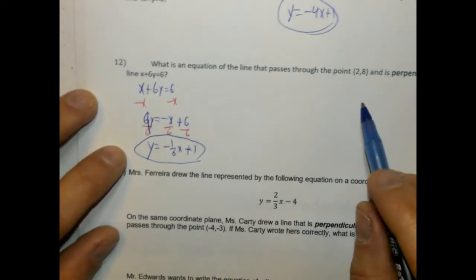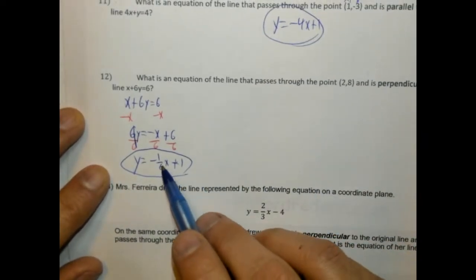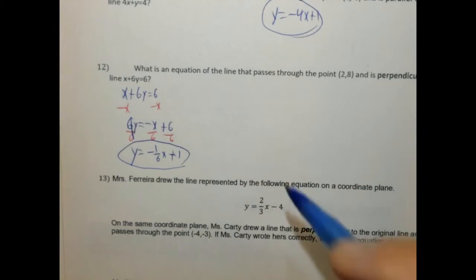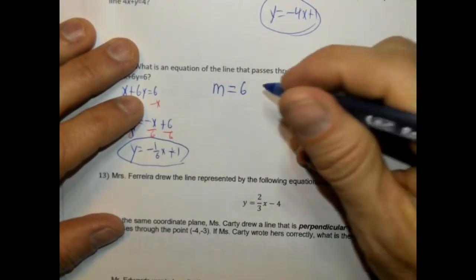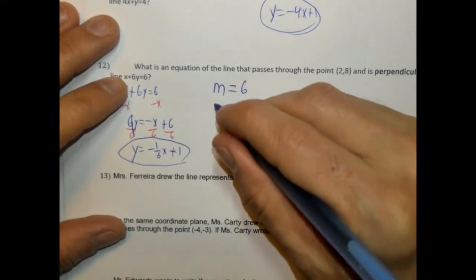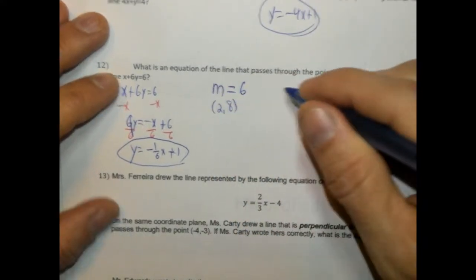Now, the line we're looking for is perpendicular to this line, so we're going to take this slope, flip it and change its sign. So we're going to use m equals positive 6 over 1, it's positive 6. Our point is 2, 8. And let's do it right here.